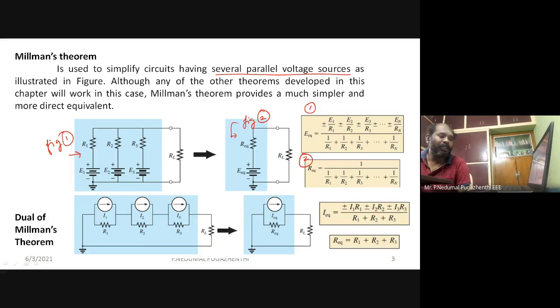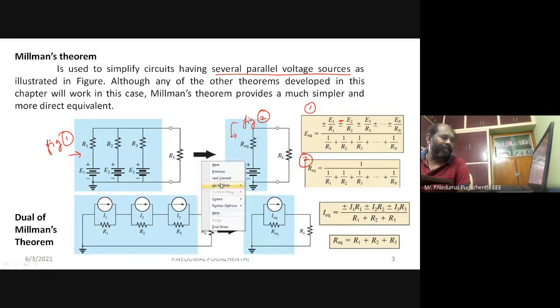What is the formula? E equivalent is equal to E1 by R1, plus or minus E2 by R2, plus or minus E3 by R3. The plus or minus depends upon the polarity. If E1 is plus-minus and E2 is found to be minus-plus, then automatically a minus comes here: minus E2 by R2. Are you getting the point? If a voltage source polarity is opposite to the other voltages, then the formula has a minus there. That is why you always have a plus or minus sign. So kindly make a note of that.